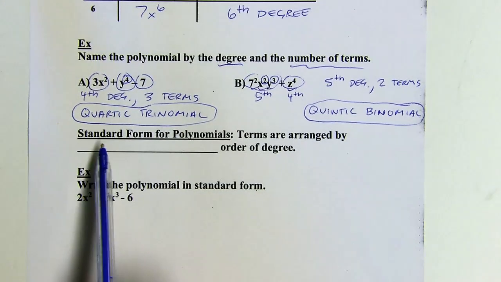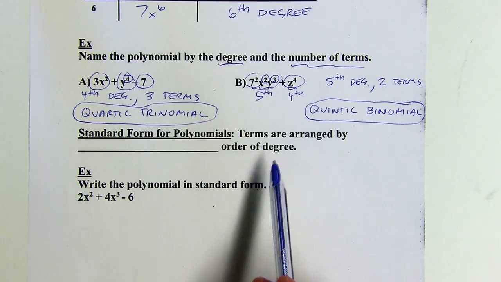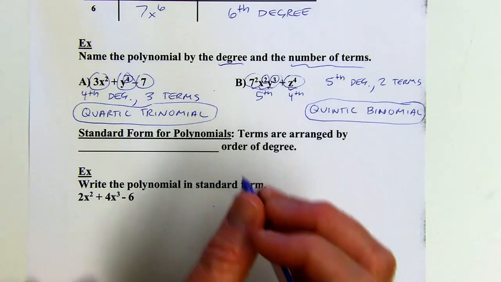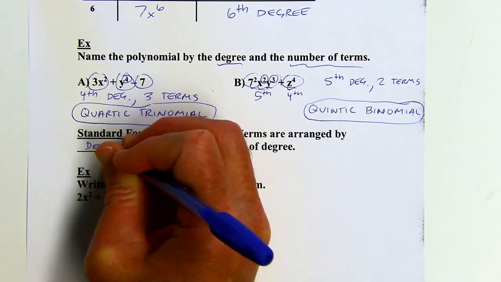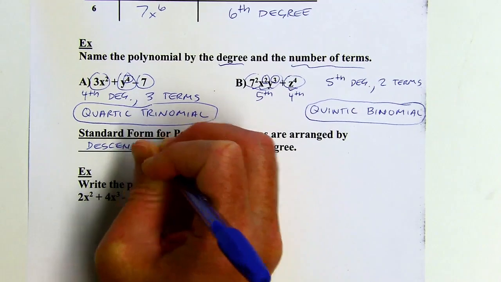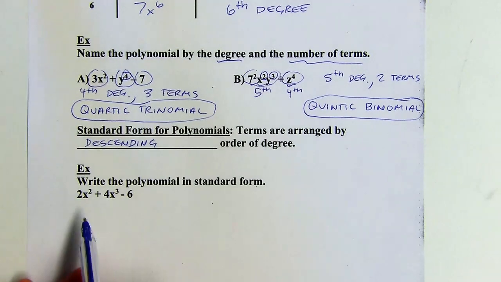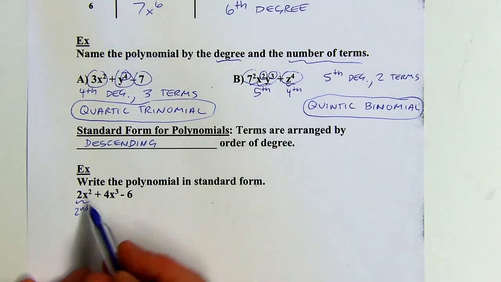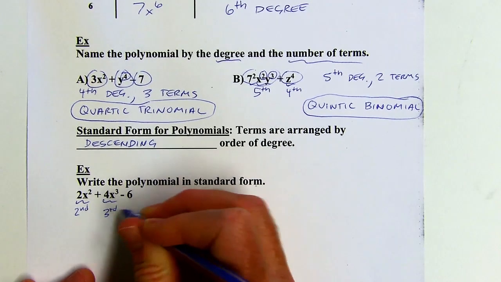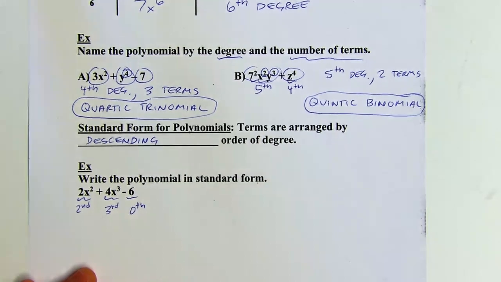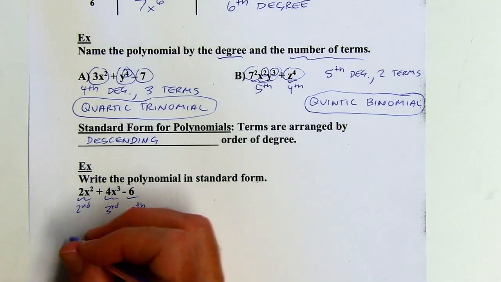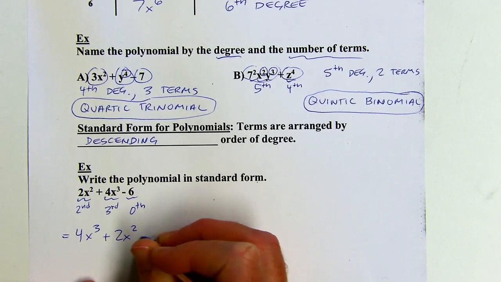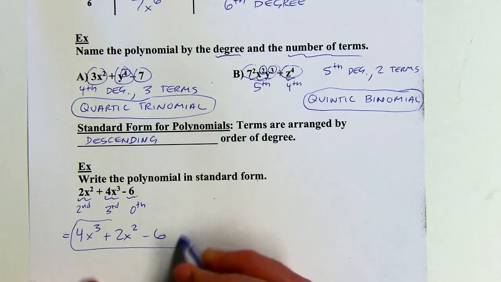Okay, so standard form for polynomials: terms are arranged by descending order of degree. Let's write this polynomial in standard form. What I want to do is find the degree of each of these terms. That first one's second degree because of the 2. Then I've got third degree, and then this would be 0th degree. So I put the highest degree term out front. That would be 4x to the third, and then 2x squared, and then the negative 6 is the lowest degree one. So this is standard form.